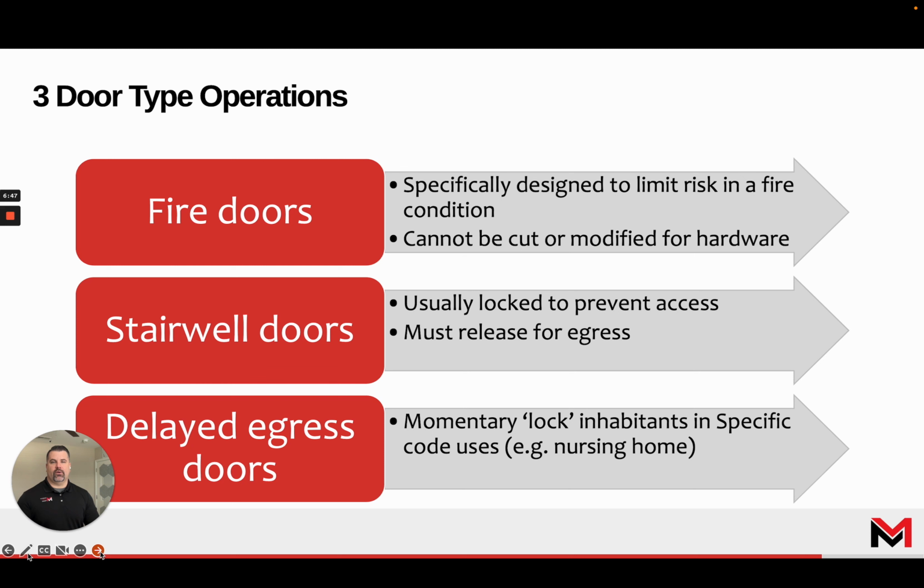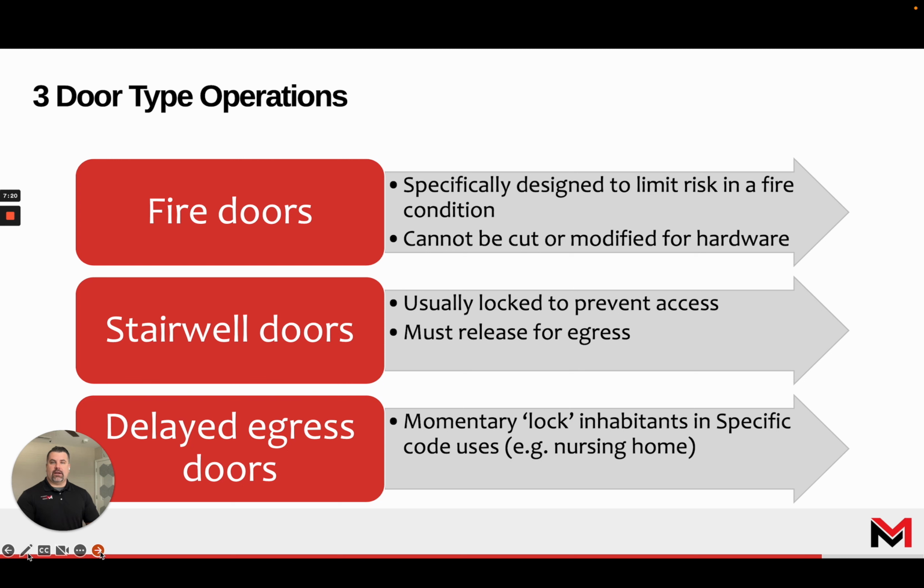The first one is fire doors. These are certified doors that cannot be cut or modified without special limitations, and they're designed to limit risk during a fire condition inside the facility. The next one is stairwell doors. It's exactly what you would expect. These are doors leading to and from stairwells, and during an egress or an emergency, they need to have special control. They often need to release, but there are various things around positive latching that need to be considered. So just be mindful if it's a multi-story building and there are stairwells involved, those doors may need special treatment.